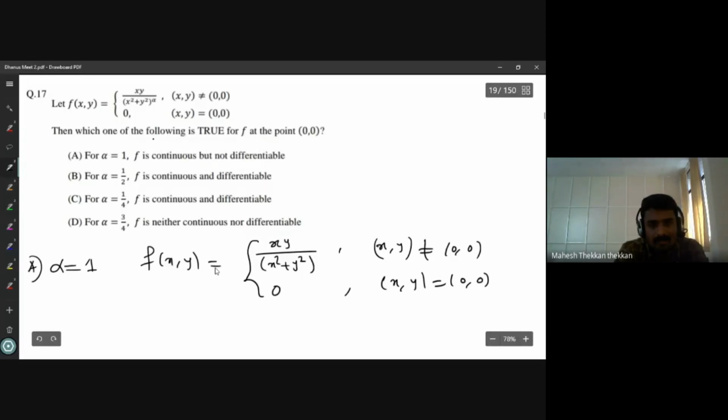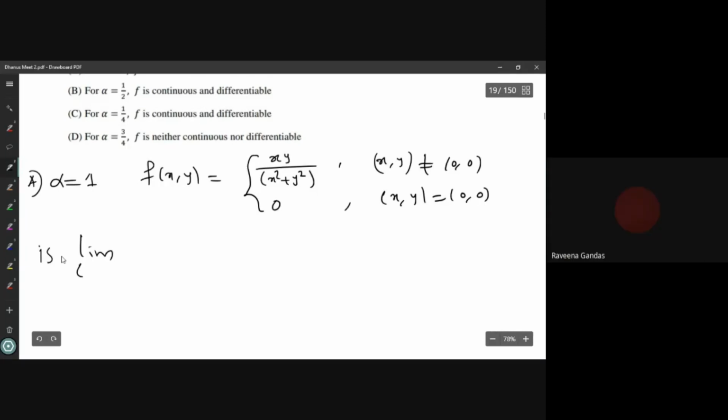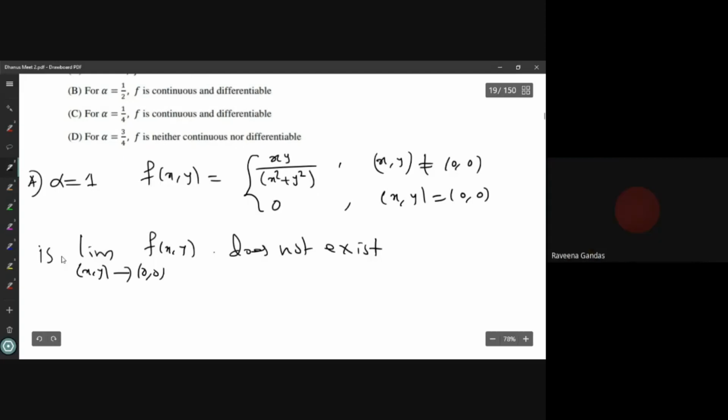Somebody tell. So first of all, whether the limit at 0, 0 exists? Is there any comment? My question is whether this exists. No, sir, the limit would not exist. Yeah, the limit at 0, 0 of f of xy does not exist, right? Why? Because when we take the curve y is equal to mx, the value of the limit depends on m.